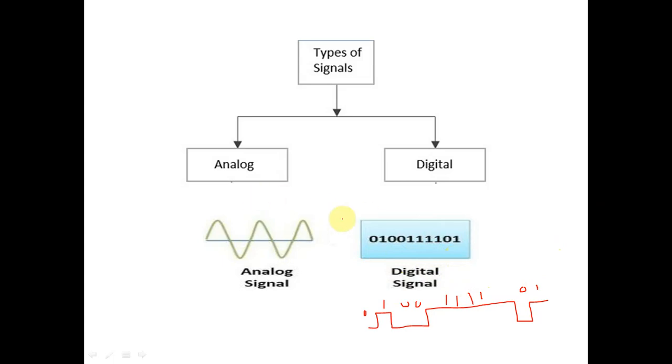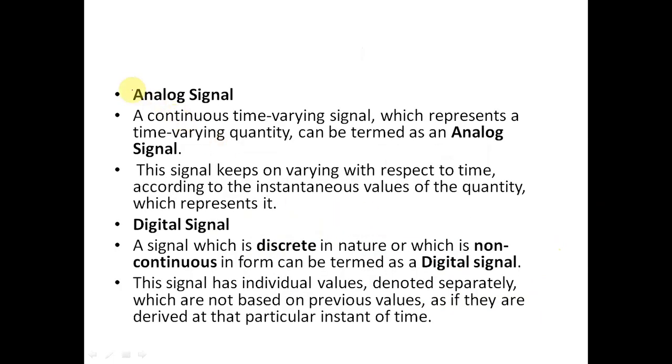Now this is the definition of analog signal: a continuous time varying signal which represents a time varying quantity can be termed as an analog signal. Analog signal is the continuous time varying signal, while the digital signal is discrete in nature. Analog signal is continuous in nature.